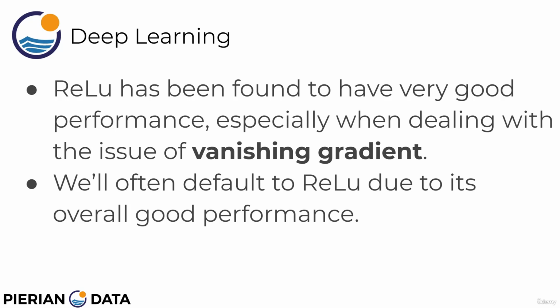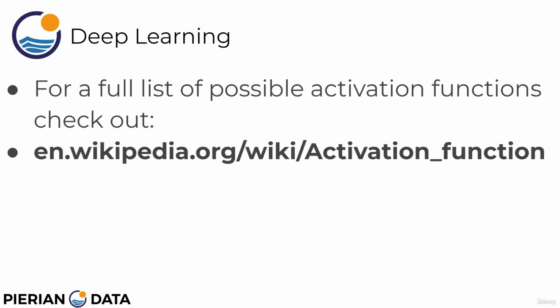Because it's so common to use rectified linear units in literature, when we're building out our networks, we're often going to default to a rectified linear unit as our activation function due to its overall good performance. Now for a full list of possible activation functions, I highly encourage you to check out the Wikipedia page on activation functions. In fact, let's go ahead and take a quick tour of it now.